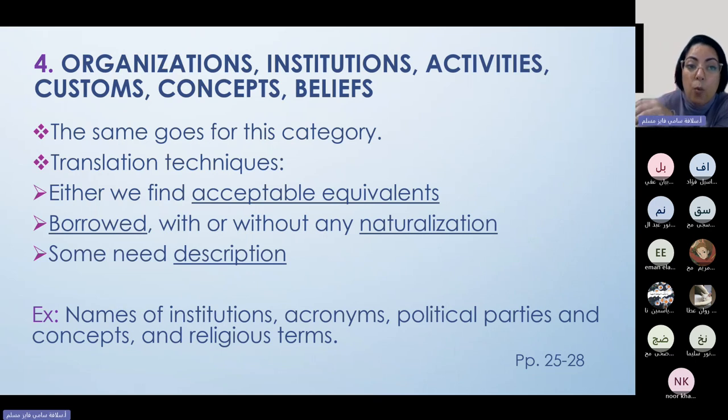Now the last one is the organization, institutions, activities, customs, concepts, and beliefs, the names and words associated with these categories. Same as the other ones, all of the four categories we saw so far, we either have an equivalent, or we borrow them with or without naturalization, or we add a description. Okay? For example, in this category, the names of institutions, acronyms, شو يعني acronyms?